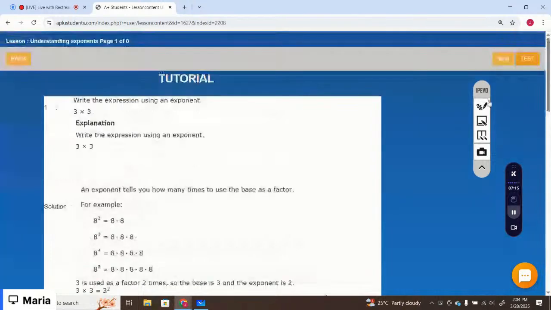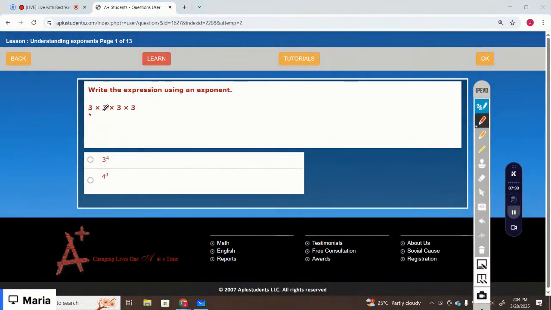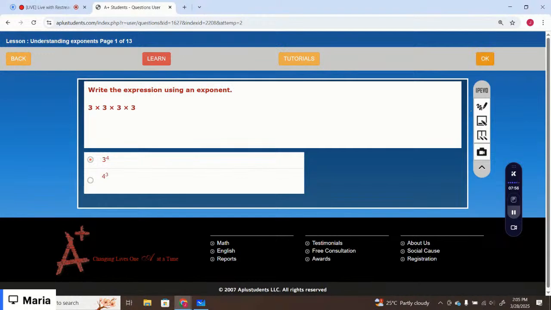Let's just start with the test questions. Write the expression using an exponent. So we have 3 times 3 times 3 times 3. We are multiplying 3 four times, 1, 2, 3, 4 times. So we can write it as 3 exponent 4. Option number 1 is the correct option.